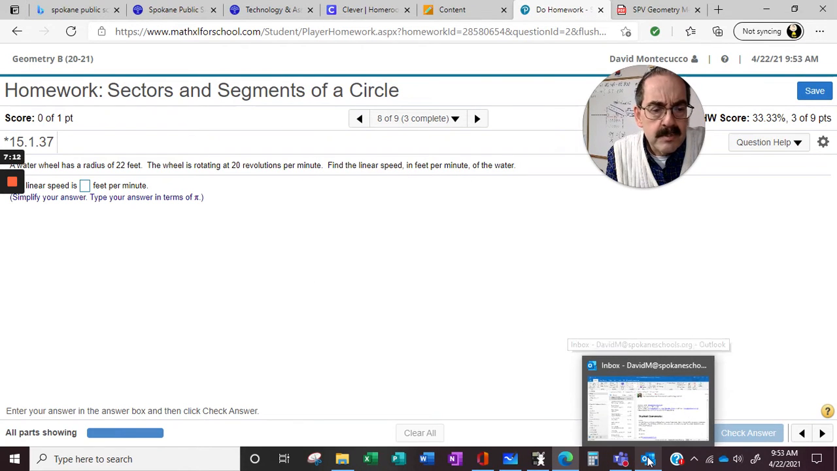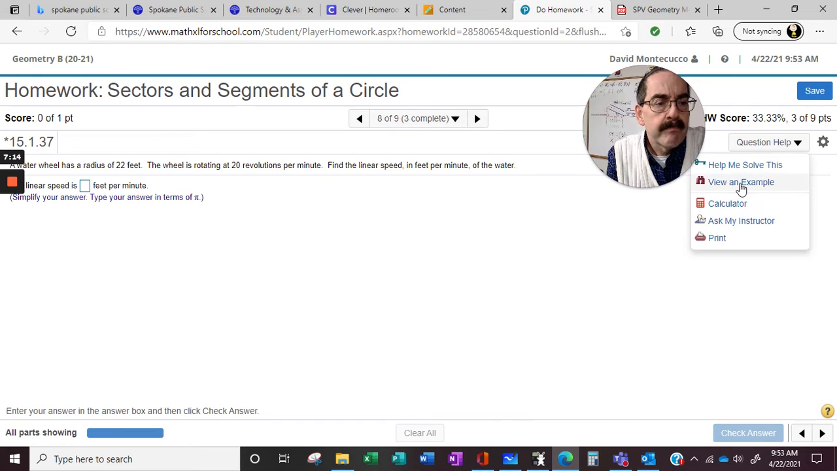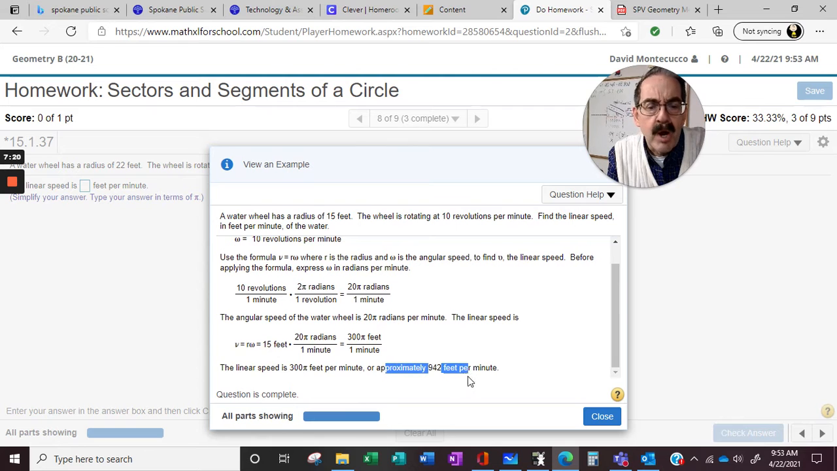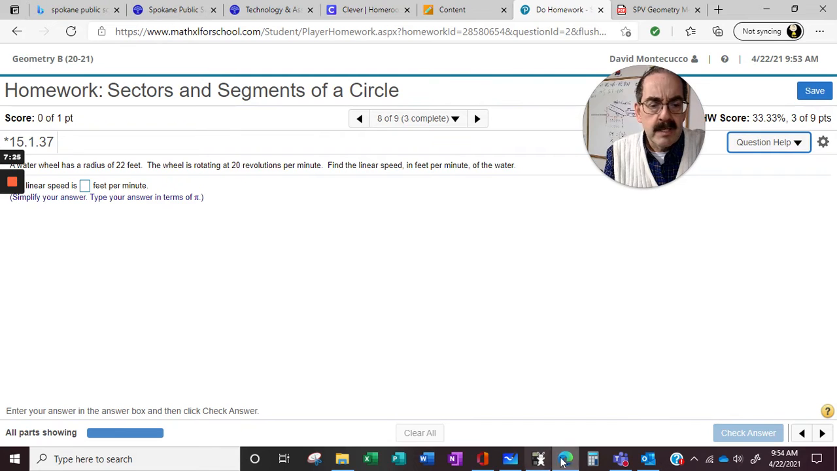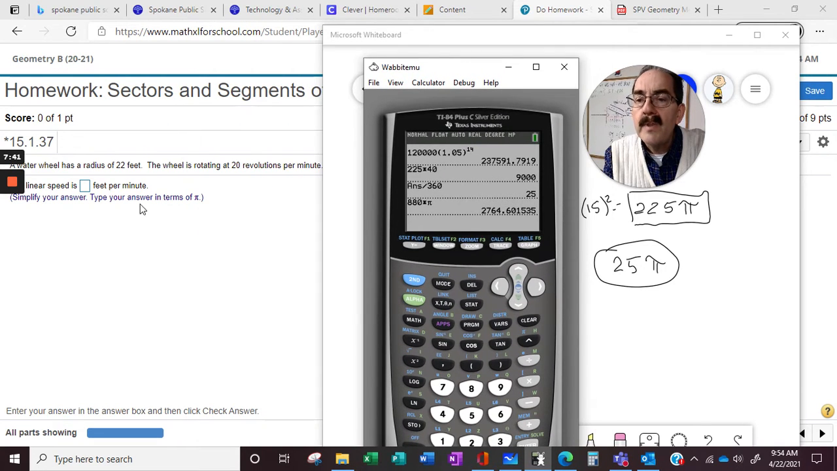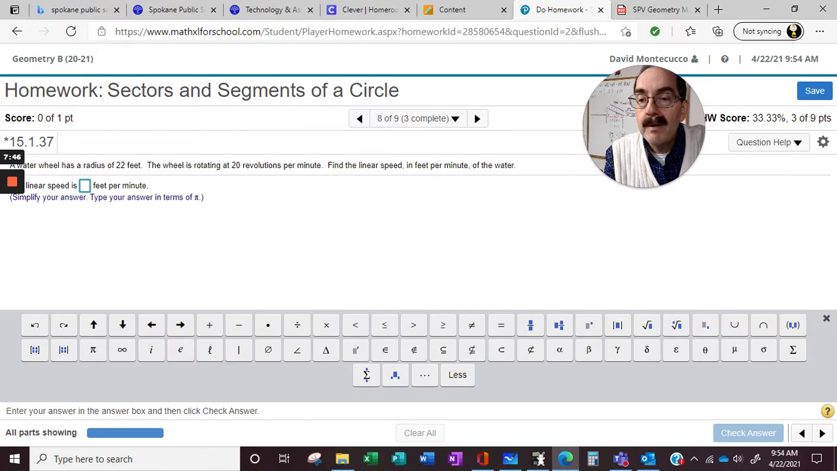Did it close? Where'd it go? They converted it, right? Yep. And approximately 942 feet, so we'll do the approximate here. We'll take 880 pi, which is 2764.6. Oh, answer in terms of pi, 880 pi. Let's see how close we were. Fingers crossed.